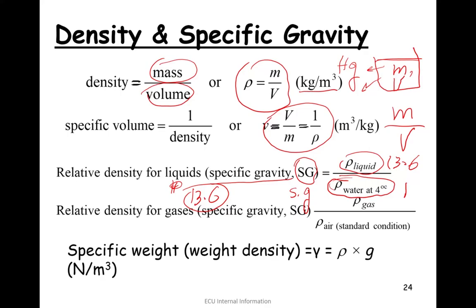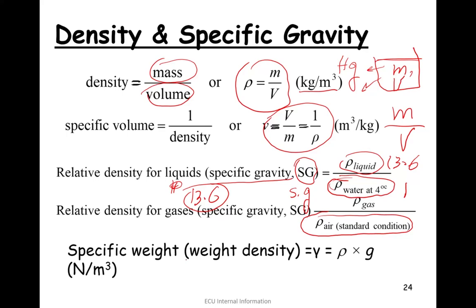Now if we have a gas, then we normally should consider the relative density or specific gravity of gases with air at a standard condition. But in many problems, they don't use air, rather they use water. That means even for gases, they consider water as well. In reality it should be considered relative to air, but in many cases they consider it relative to water.